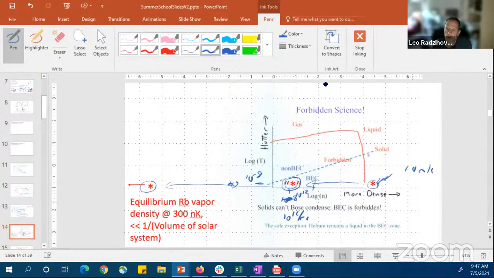Eric, but maybe can you comment? Oh, go ahead, Leo. Yeah, can you maybe comment whether this is specific to rubidium, or whether there's something more fundamental and general, that somehow forbids having an equilibrium gaseous state?